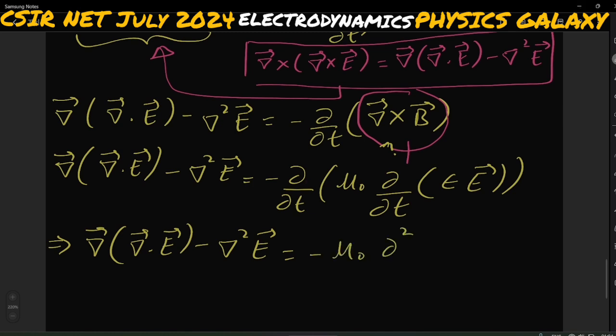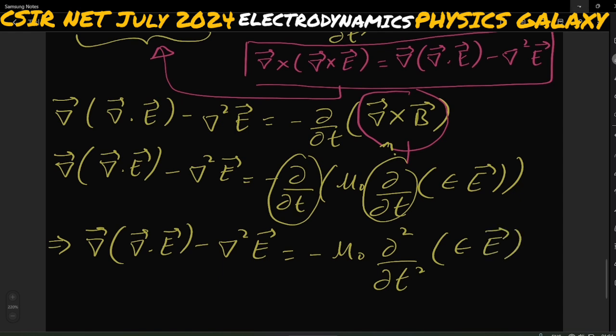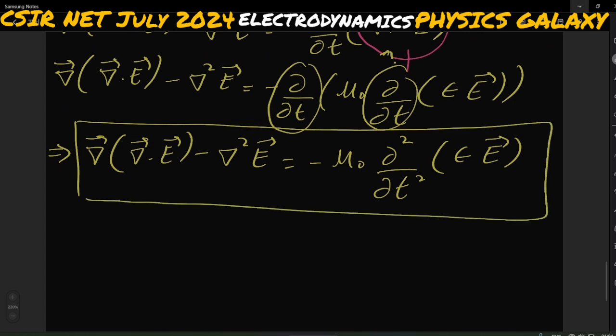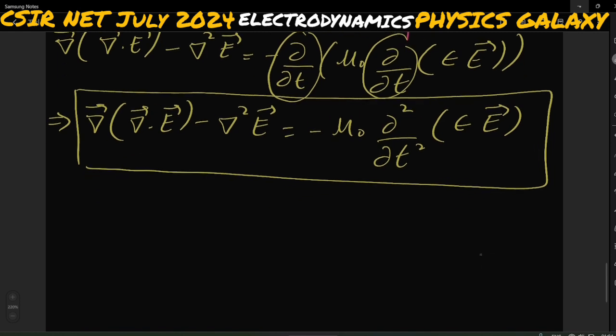So it can be written. Now here you had the dou by dou t, dou by dou t, so we can write dou by dou t square of epsilon E. Okay. Now we just have to simplify this equation a bit using some identity, and now we have to use one more equation, basically Maxwell's equation. So let's see.